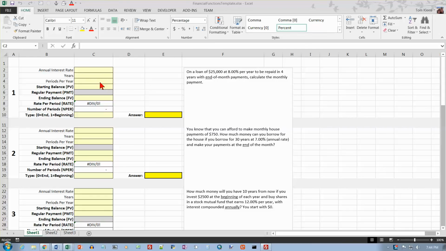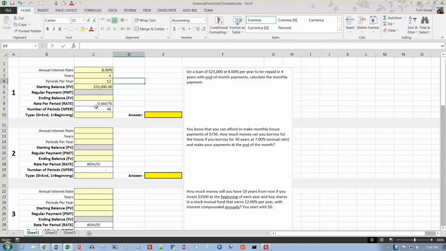Well, with a loan, the present value is the amount that you borrow. So that's going to be 25,000. And our interest rate is going to be 8% a year. And it's going to be 4 years. And it says monthly payments, so we're going to have 12 periods per year.